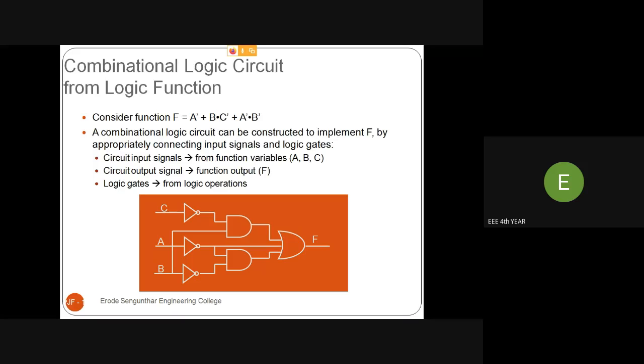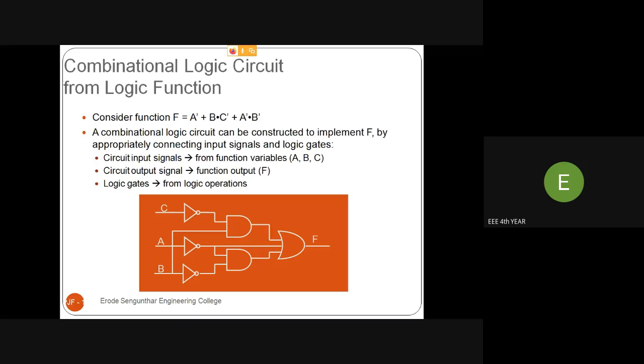Next, logic gates from logic operations. We obtain the logic operations from logic gates. Now F is equal to A bar plus B into C bar plus A bar into B bar is the combinational logic circuit function. Now see the logic circuit. Depending upon the given function, the logic circuit is designed.